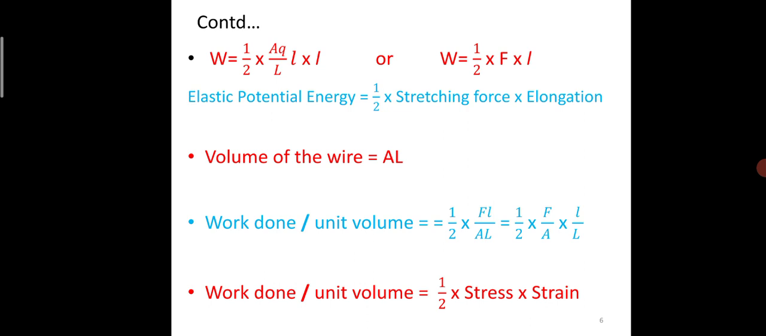Then the volume of the wire is given by the product of its cross-sectional area into length. It is equal to A into capital L. Then work done per unit volume is given by half into Fl by AL, and it is equal to half into F by A into small l by capital L. Therefore, work done per unit volume is equal to half into F by A, which we know is the stress, and small l by capital L is the strain. Therefore, work done per unit volume is equal to half into stress into strain.